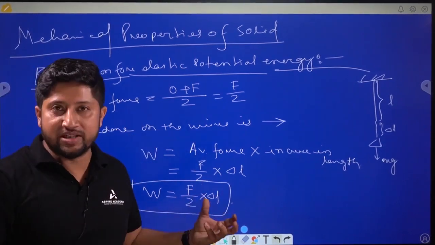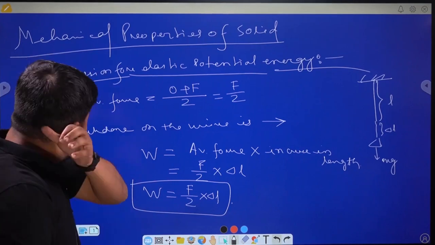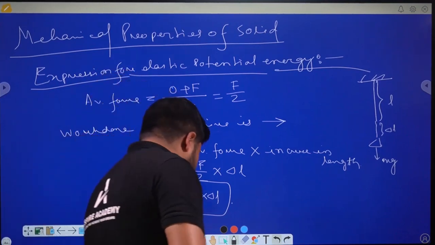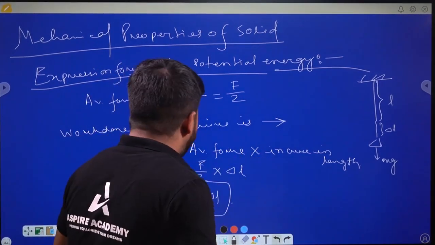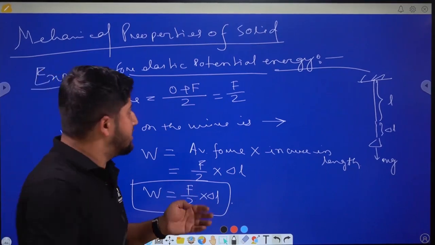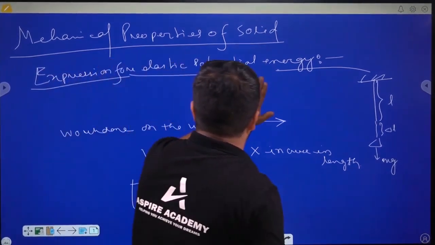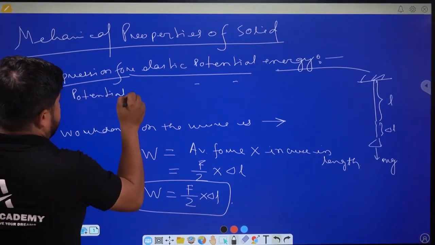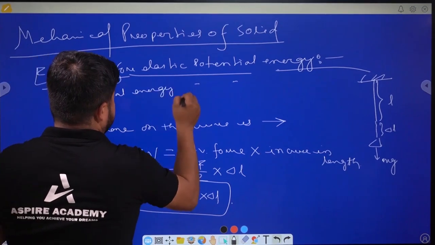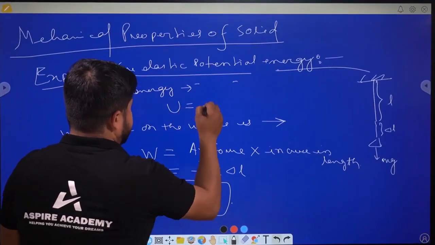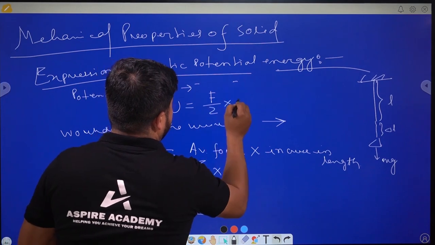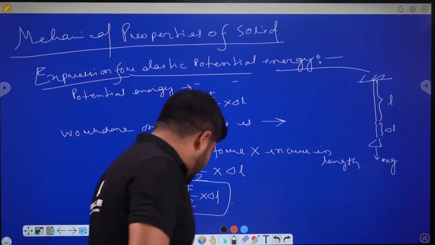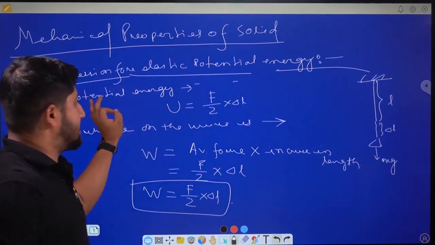If we apply a force in a wire, after that our aim is to calculate what? Potential energy. So what is the potential energy here? This work done is also stored as a potential energy. So we can conclude that potential energy, which we can represent as U, is equal to F by 2 into del L. So this is the elastic potential energy.